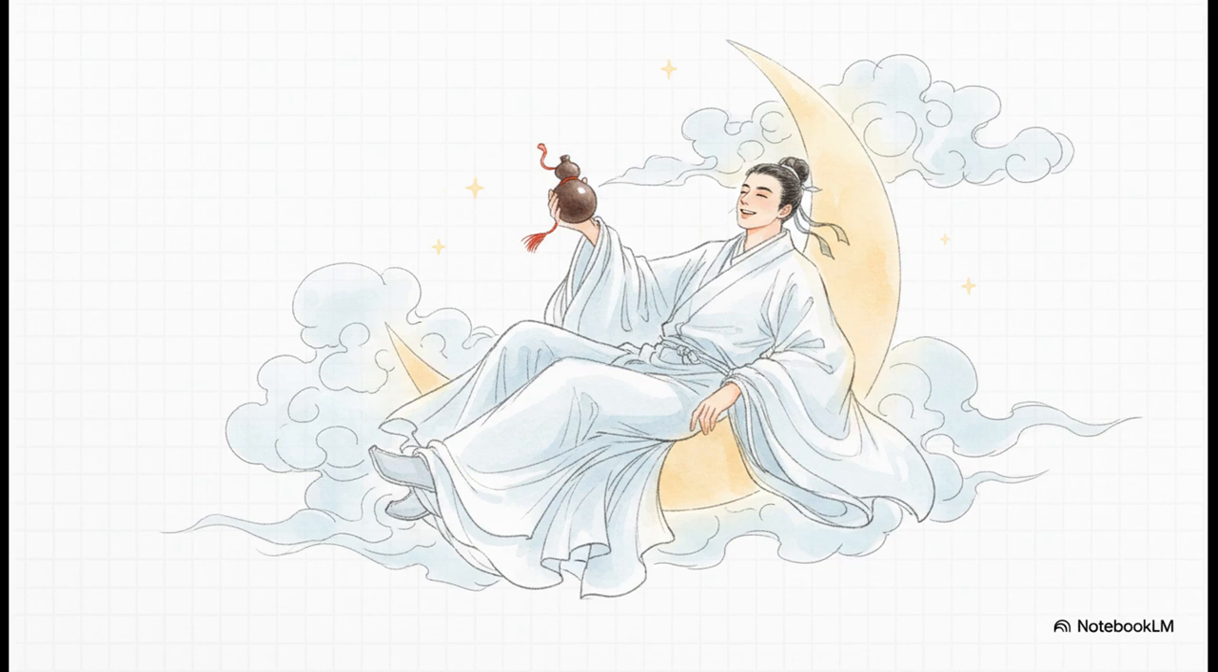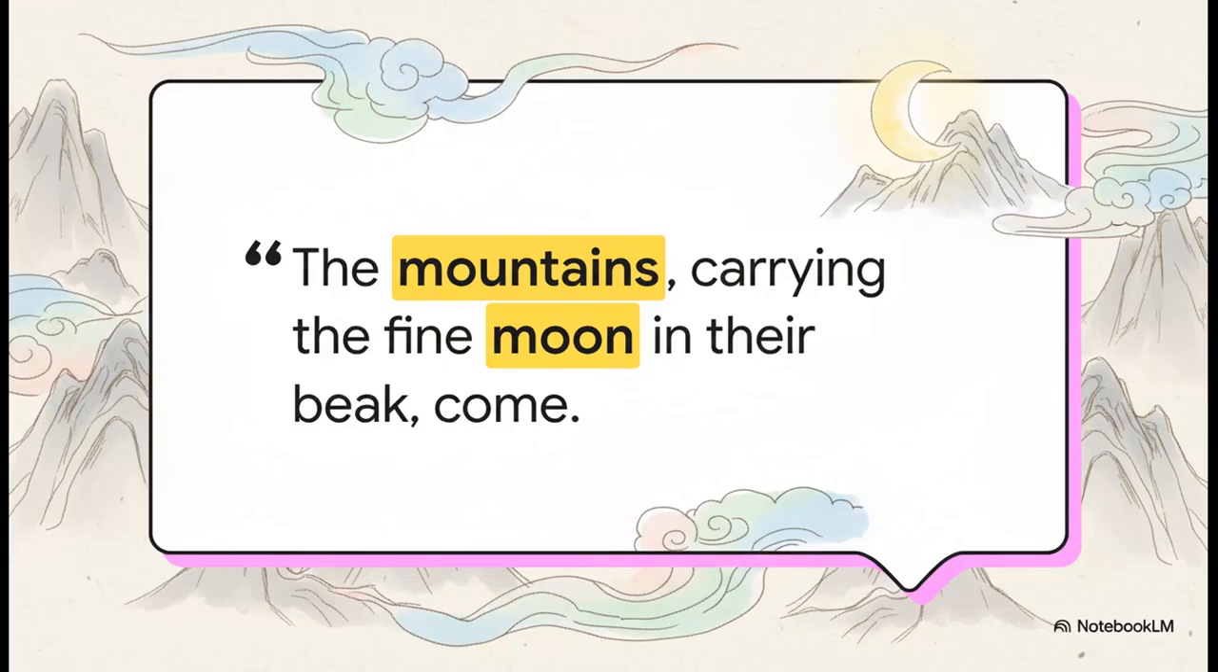Now, let's meet a completely different character. A good friend of Du Fu's, actually, but his total opposite, Li Bai. If Du Fu was the sober poet sage, Li Bai was the wild poet immortal. He was carefree, rebellious, and had this larger-than-life, transcendent energy. Just listen to this couplet from one of his poems.